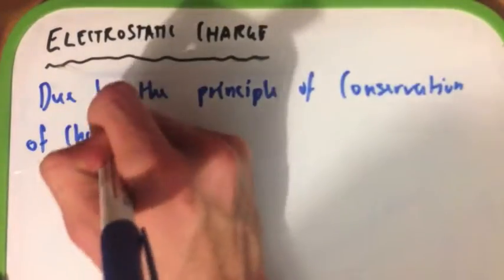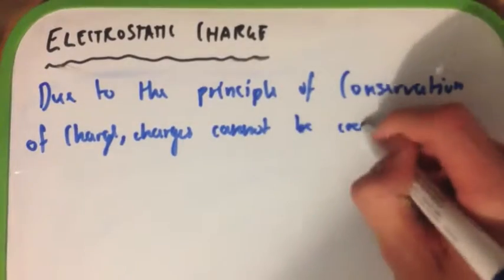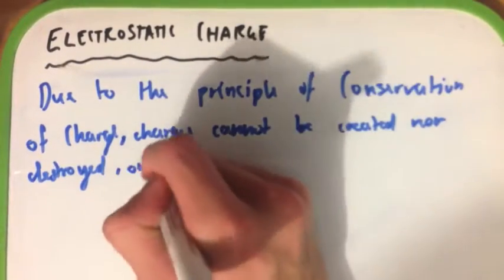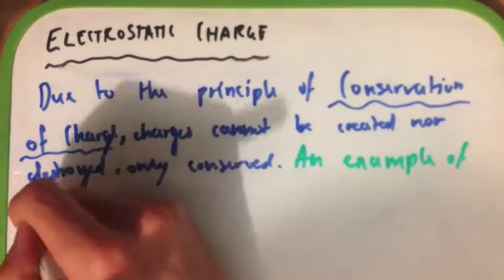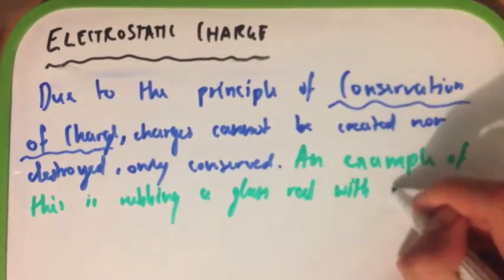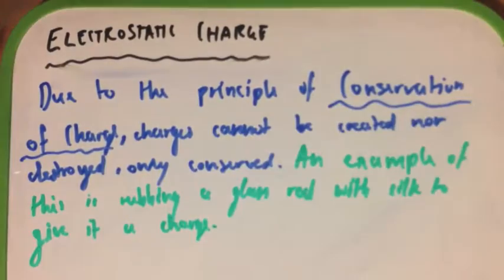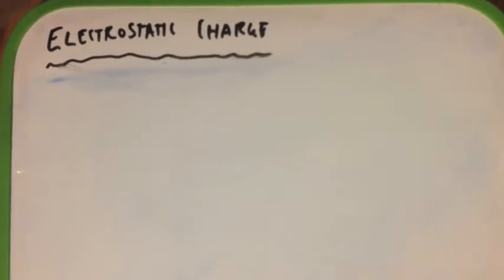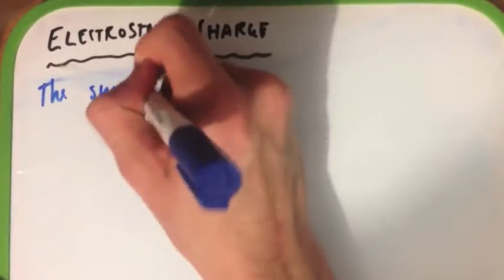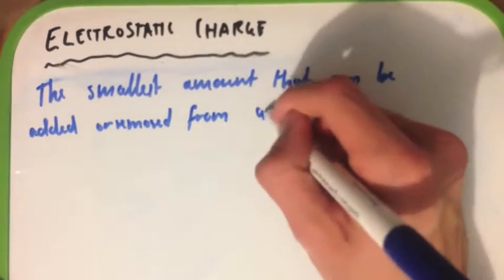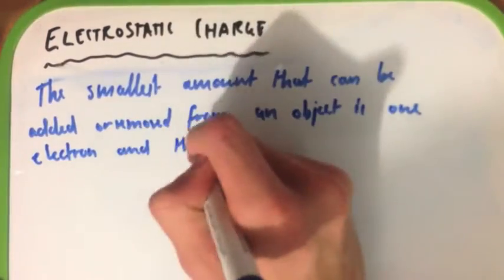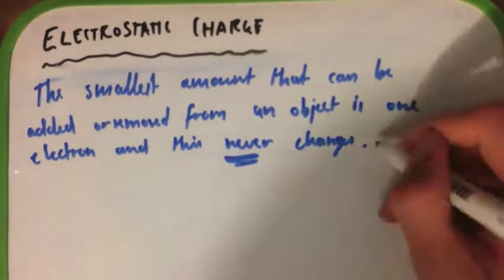Due to the principle of conservation of charges, charges cannot be created or destroyed, only conserved. A simple example of this is rubbing a glass rod with silk to give it a charge. The smallest amount that can be added or removed from an object is 1 electron, and this can never be changed.